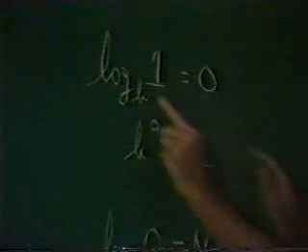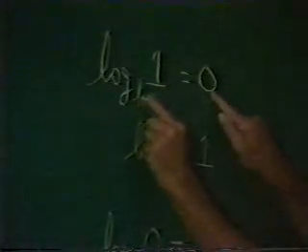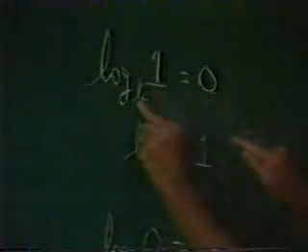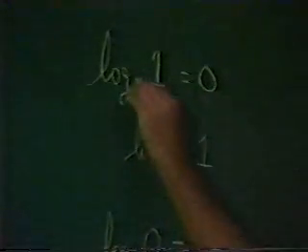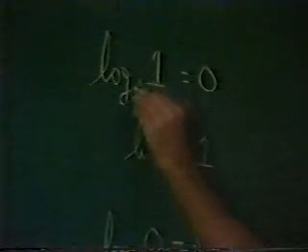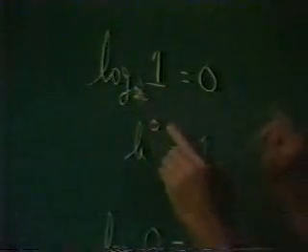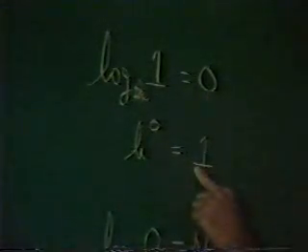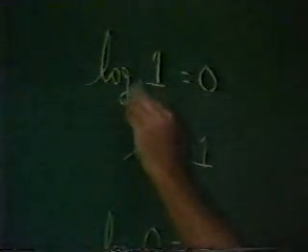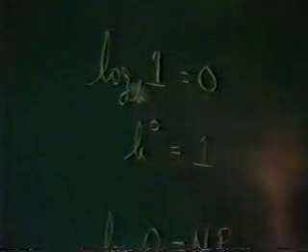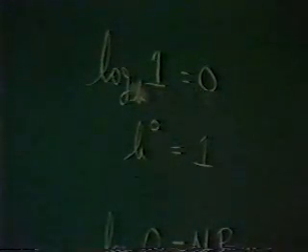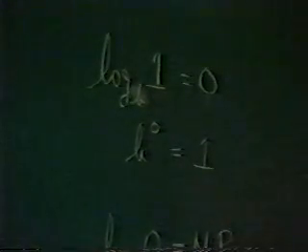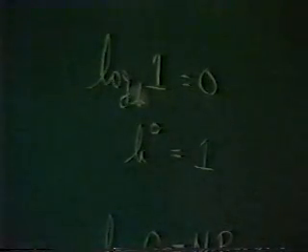Why? What power do we put to this base to equal this? So this base, no matter what it is, if that's a 2, a 10, an 8, a 5, whatever, anything raised to the 0 power, that's the exponent, is equal to 1. So the log of 1 is 0. Just memorize it. Don't waste time trying to reason why. I've shown you why. You just memorize. The log of 1 is equal to 0.